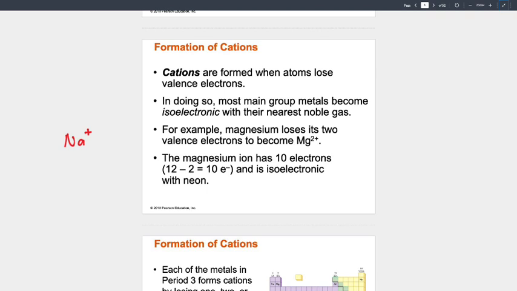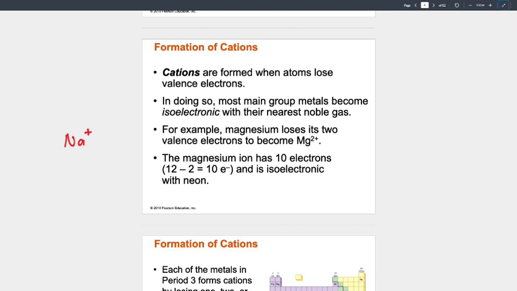Cats are always positive. You had already heard that because you already started to laugh. As long as you associate those terms, you should be okay with that. So our cations are positive. We need to make sure that we've got that connection. We'll hear this word isoelectronic.